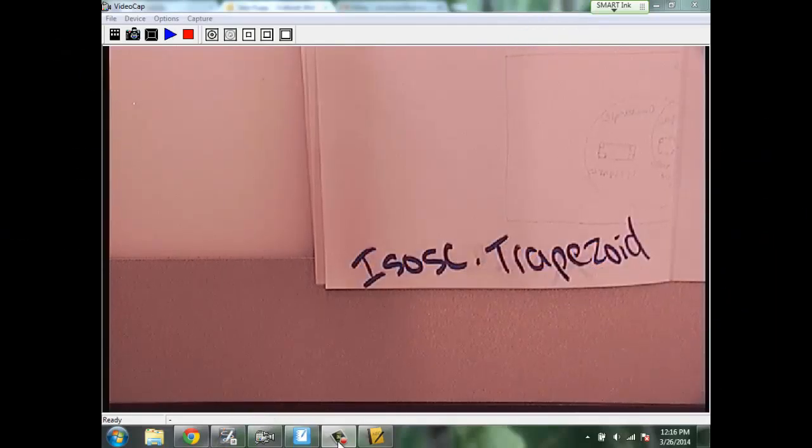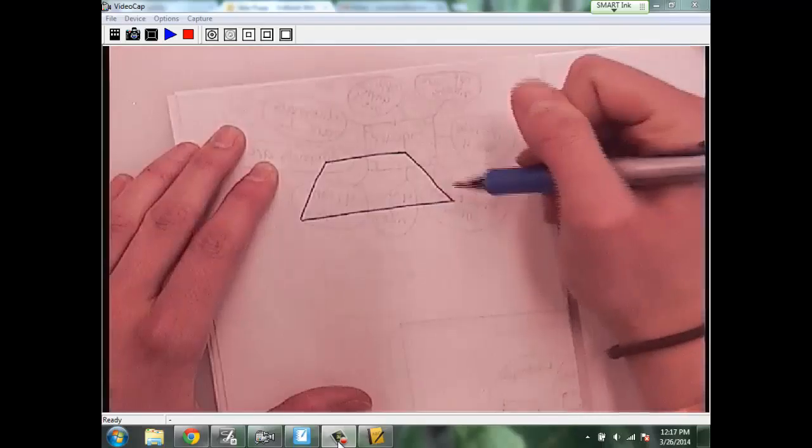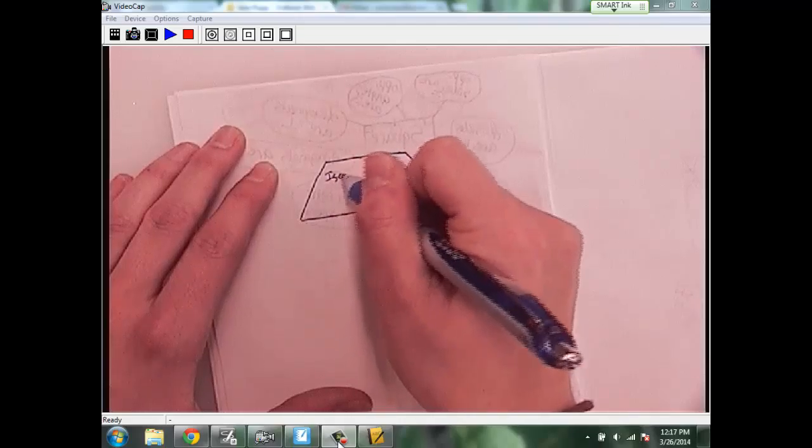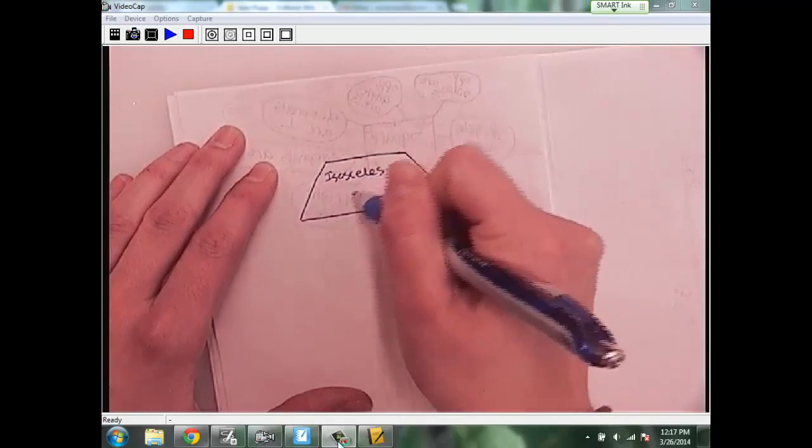About isosceles trapezoid. What do we know about this word isosceles? If we have an isosceles triangle, raise your hand and tell me, what's an isosceles triangle mean? Two sides are equal in an isosceles triangle, right? So if I say we have an isosceles trapezoid, two sides are equal here too. So an isosceles trapezoid.